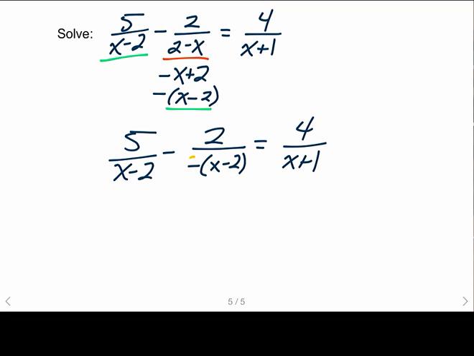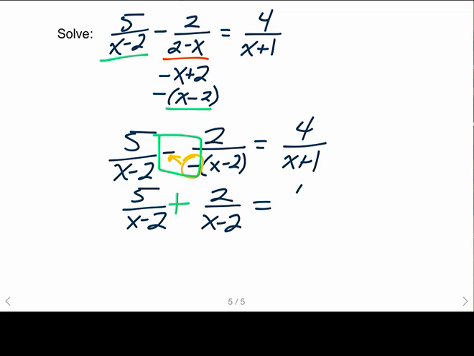Now the negative that exists in the second denominator, negative quantity x minus 2, indicates that that denominator has been multiplied by a negative. So if we unmultiply it by the negative, kind of bring it out front, then it will interact with the minus that was in front of that second term. We essentially have negative times negative, which is going to give us plus. In other words, this equation now becomes 5 over x minus 2 plus 2 over x minus 2 is equal to 4 over x plus 1.